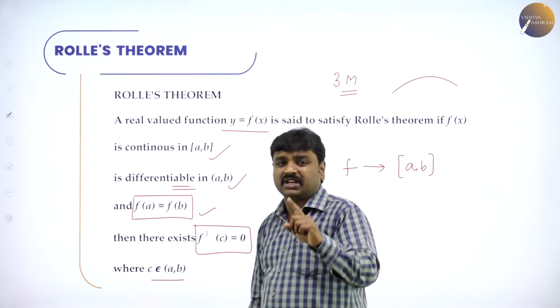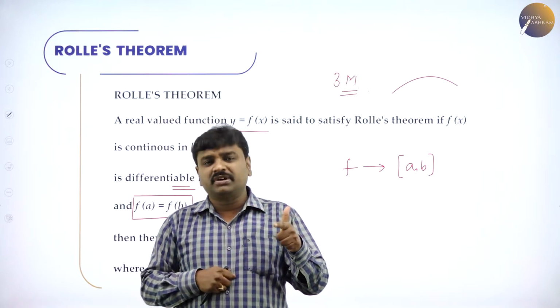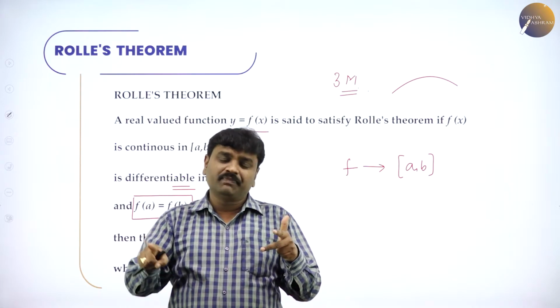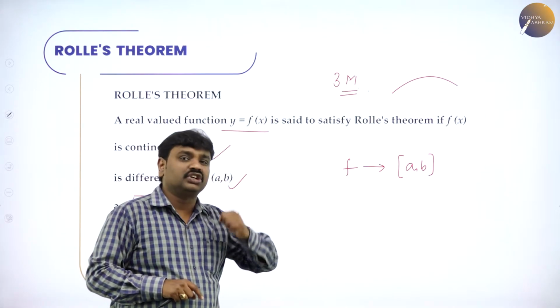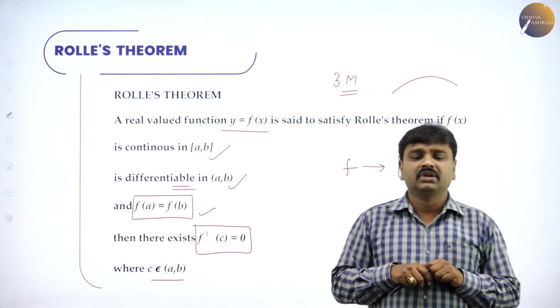Rolle's theorem is said to be satisfied if the function is continuous in the closed interval, if the function is differentiable in the open interval, and f of a should be equal to f of b, and there should exist f dash c such that when you equate f dash c to 0, you get a c value within the open interval AB.